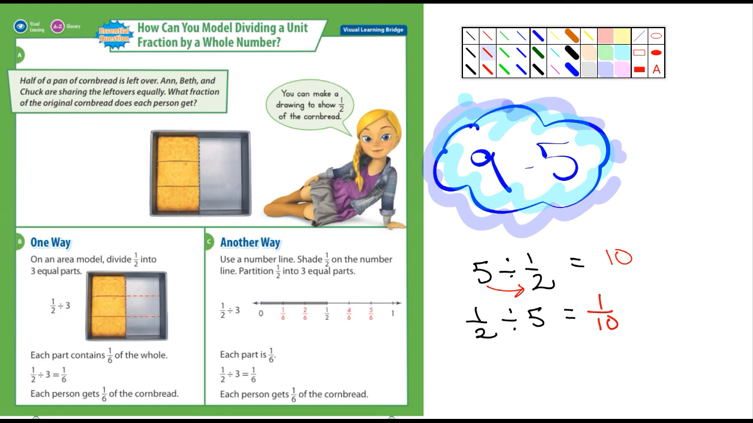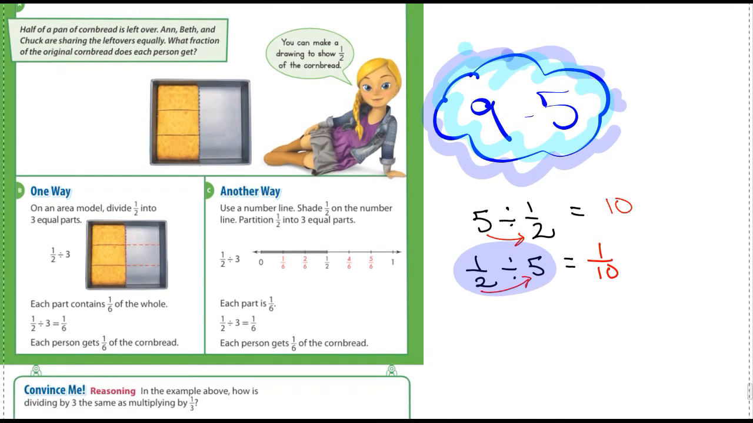And again, you can just look at what's 2 times 5. Well, 2 times 5 is 10. So that still comes into play. But 1/2 cut into 5 smaller pieces, those little pieces would be 1/10. As opposed to 5 being divided by 1/2. All right? So that's the biggest difference in this section. We are now dividing fractions by whole numbers. That's the difference. So let's look at the first example they give us here.